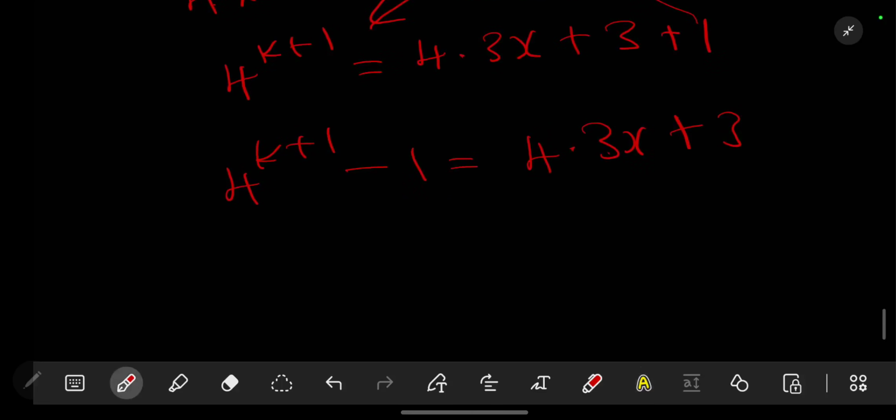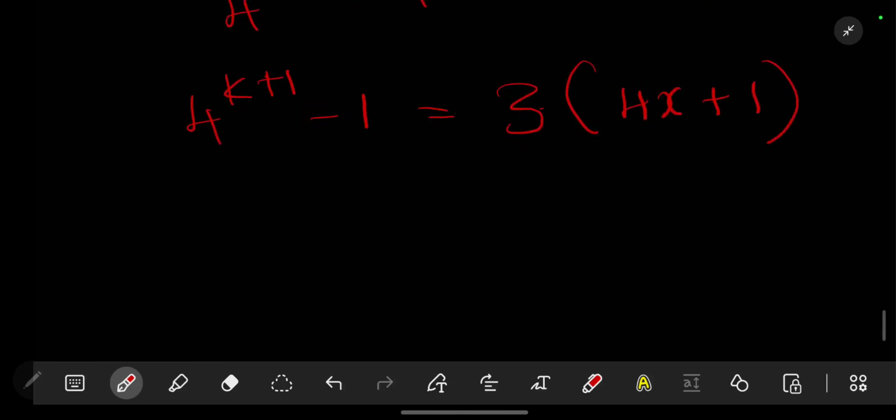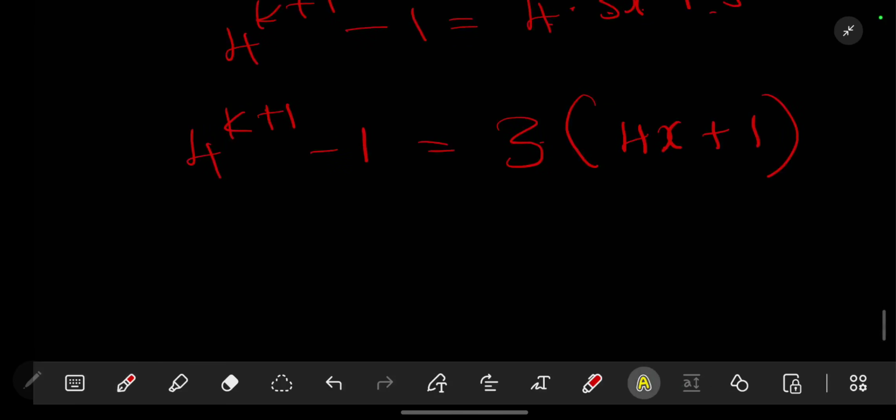So we are going to have this 3 and this 3 are common. So we have 4^(k+1) minus 1 should be equal to 3 is common, open brackets, we have our 4 that is remaining, and our x, then plus 3 divided by 3 is 1. So as you can see, as long as the 3 is outside, it means it is a factor, or rather it is divisible by 3.